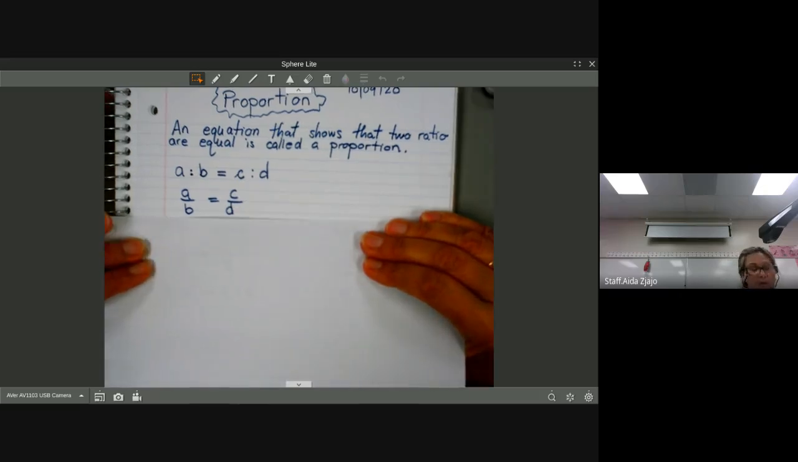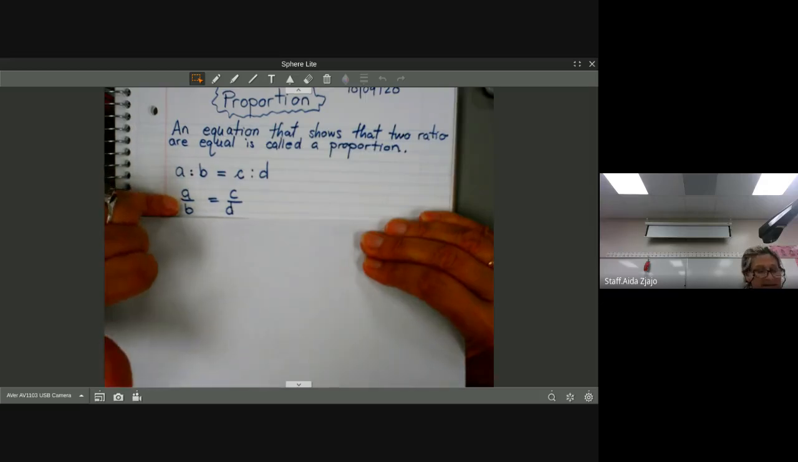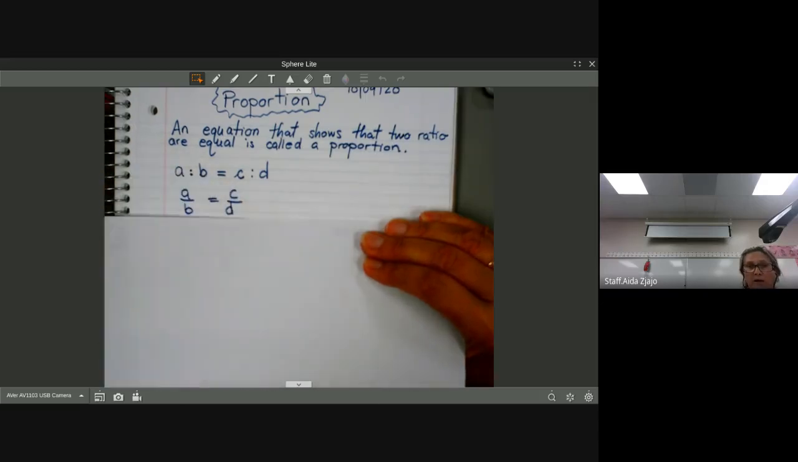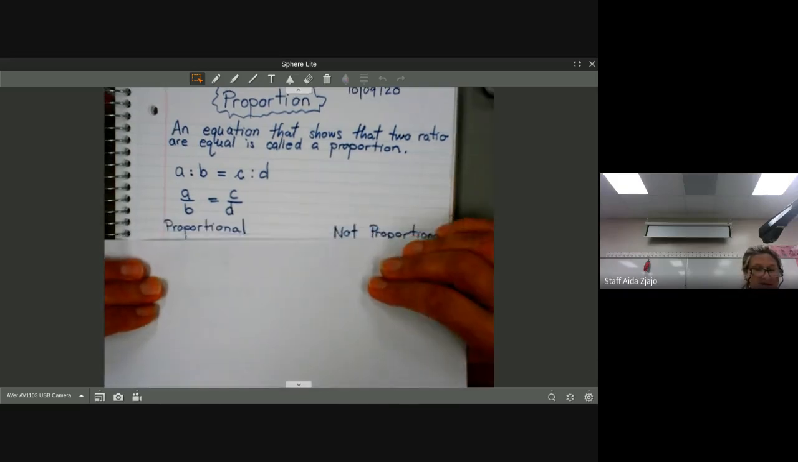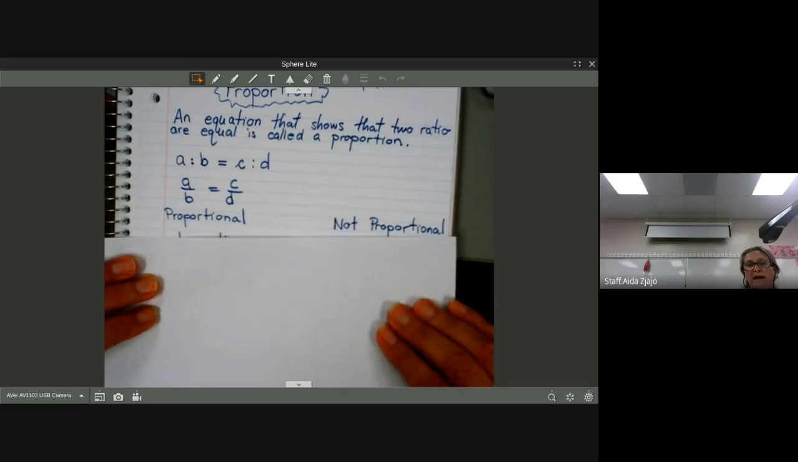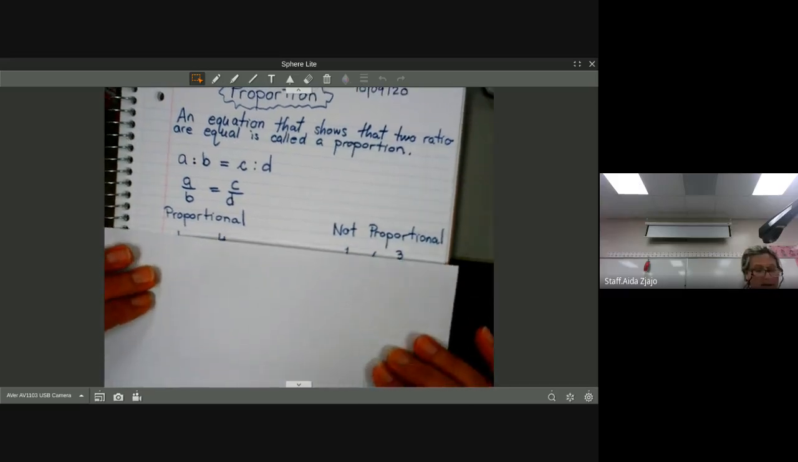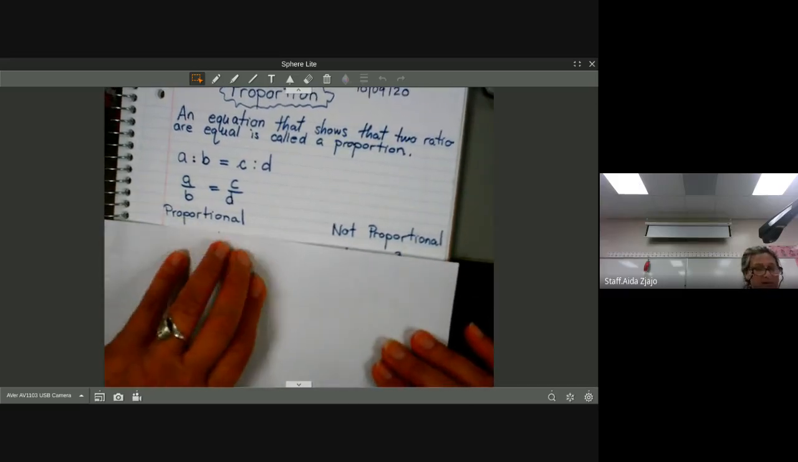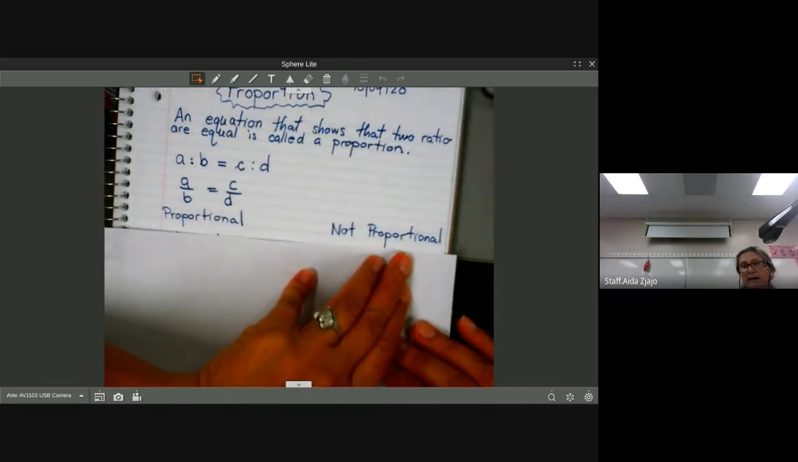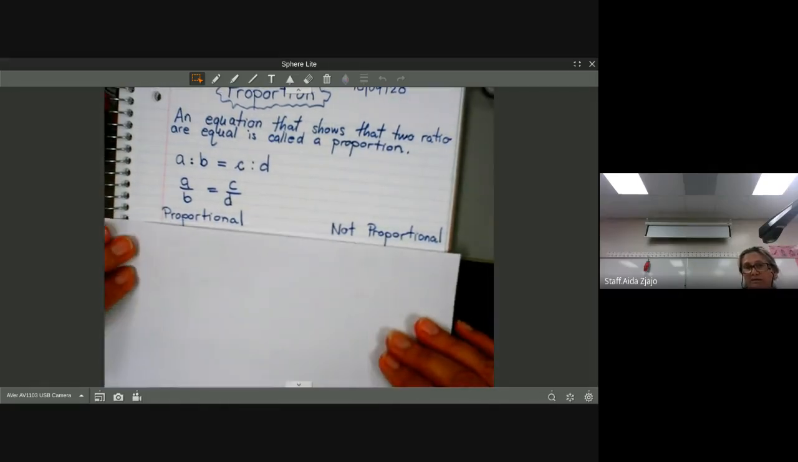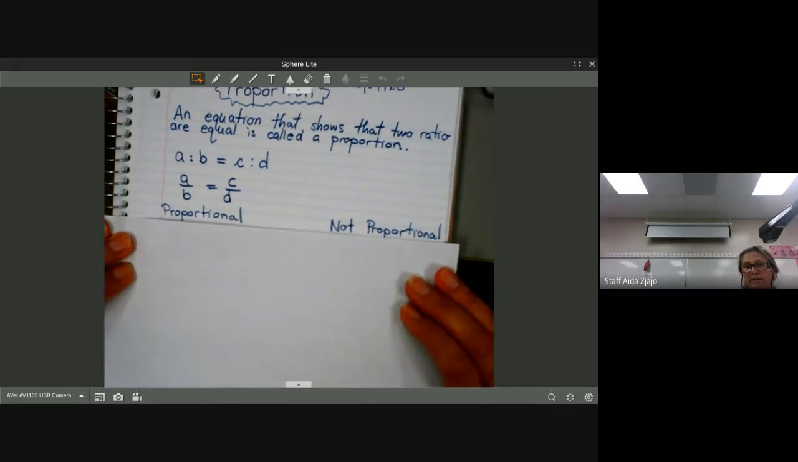Thank you. We also use the fraction line to show proportions. A to B is the same as C to D, that's another way to show ratios or proportions. So what I said before, two things can be proportional and not be proportional. So let's explore some numbers.